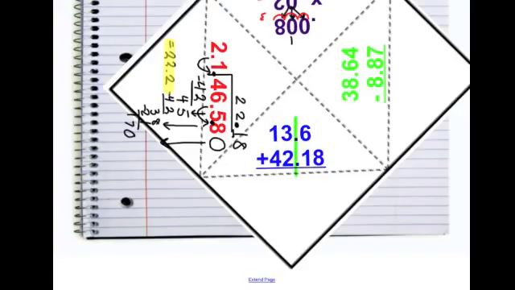If you are missing any digits, for example, above my 8, I do not have a digit here, and I need one, I just insert a 0. This won't change the value of my equation, so it's totally okay to do that. Now I'm going to add. 0 plus 8 is 8, 6 plus 1 is 7, bring down my decimal, 3 plus 2 is 5, 1 plus 4 is 5, and I have a final answer of 55 and 78 hundredths.